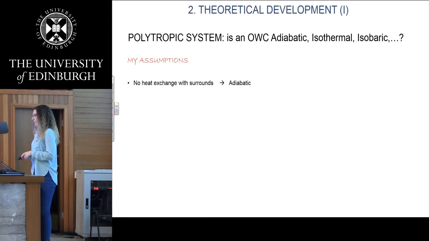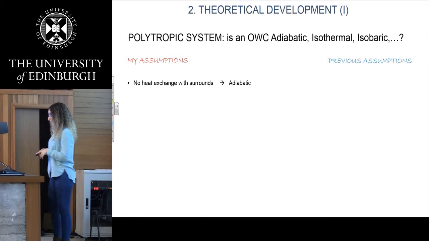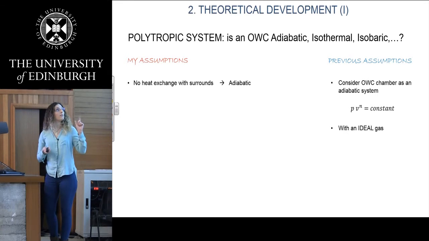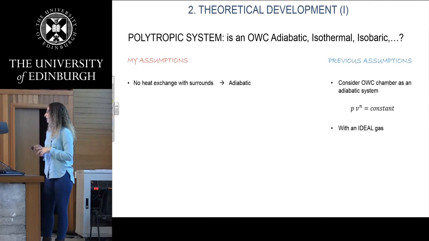Let's start with my assumptions. I consider that there is no heat exchange with the surroundings of the OWC, so it's like an isolated chamber with a little bit of atmosphere. This is the definition of an adiabatic system, and the previous authors also consider an adiabatic system. As you can see, PV^n = constant is the equation for the adiabatic system, for a polytropic system in general, and it gives me a relation between pressure and volume, with n being the polytropic index.